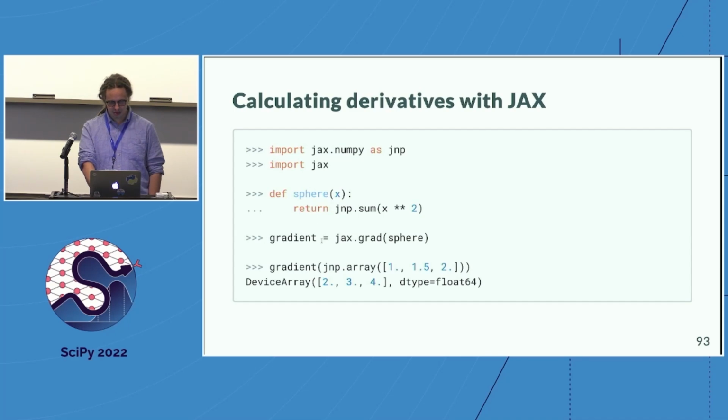And then you use jax.grad on the sphere function to get the gradient. And as I said, this is a function that you can now evaluate at any parameter vector you want. And the result that you get is not a NumPy array, but a JAX device array, but they behave very similar except for being immutable.